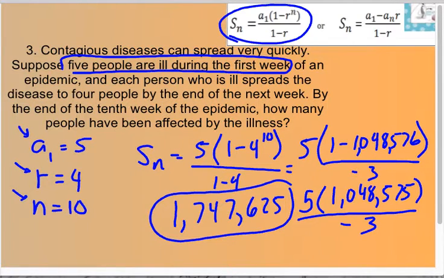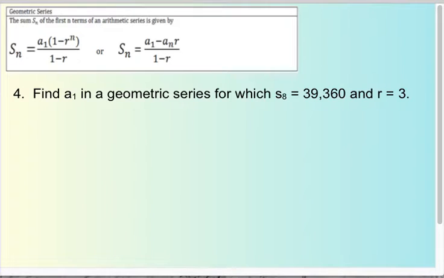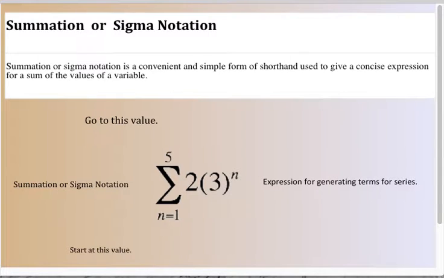Quite a few people sick in 10 weeks for just starting out with 5 people sick. So this is kind of like exponential growth. It grows extremely fast. Okay, we're going to skip that one. We're going to go right to here.